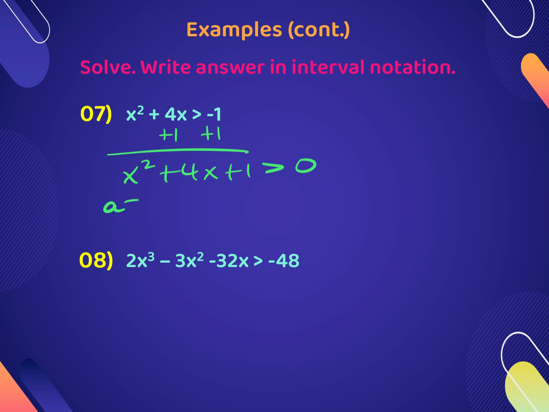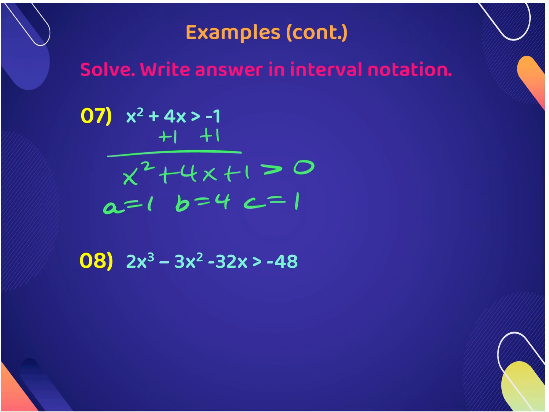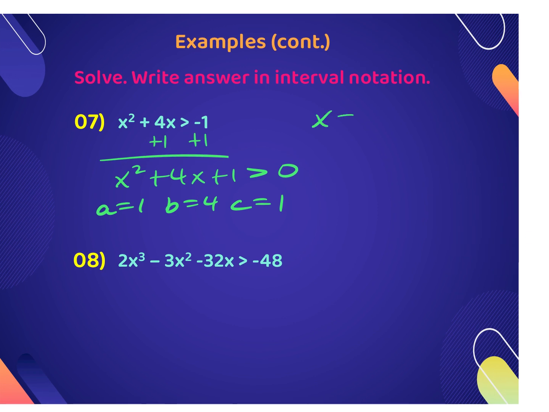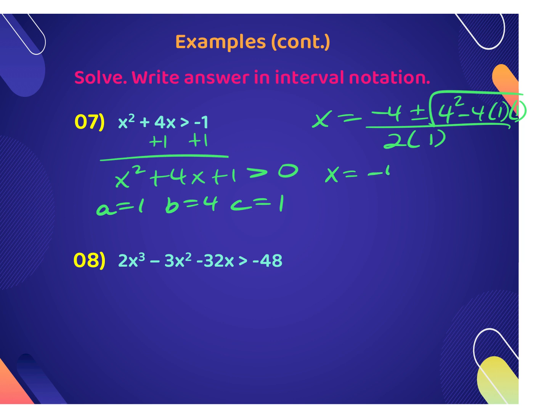So my a value is 1, my b is 4, my c is 1. I'm going to plug it into the quadratic formula. Opposite of b, plus or minus the square root of b squared minus 4 times a times c, all divided by 2 times a. This gives me -4 plus or minus the square root of 16 minus 4, all over 2. Do not be tempted to simplify yet. We need to break down the radical first. This gives me 12.